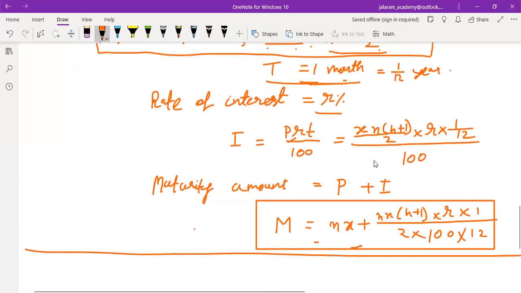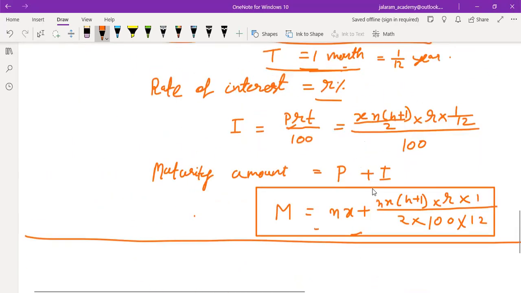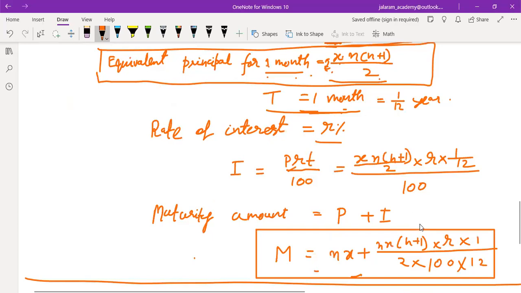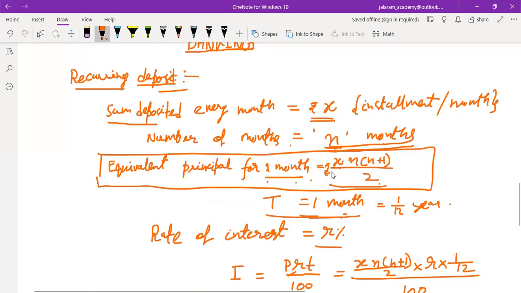Then we use interest equals PRT upon 100, equals X into n into (n plus 1) by 2, which is the equivalent principal. Rate of interest is R, time is 1 by 12, over 100. So the maturity value is obtained by real principal plus interest. Now the real principal is obtained by the number of terms into the sum deposited every month. So write these notes first of all, then we will discuss the question also.